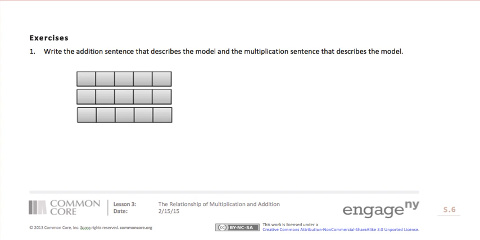So in the exercises, we'll practice. They ask us to write the addition sentence that describes the model, and then the multiplication sentence that describes the model. When we talk about a sentence, we actually are talking about an equation with an equal sign. So the addition sentence would be 5 plus 5 plus 5 equals 15. And our multiplication sentence would be 5 times 3 equals 15.